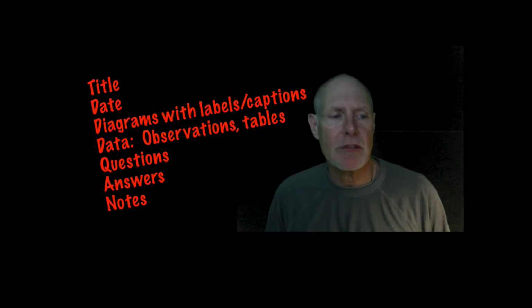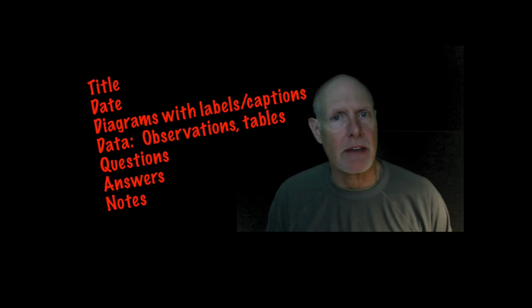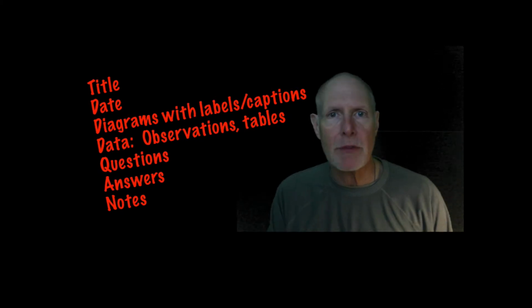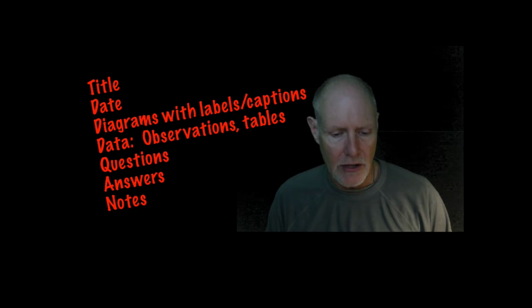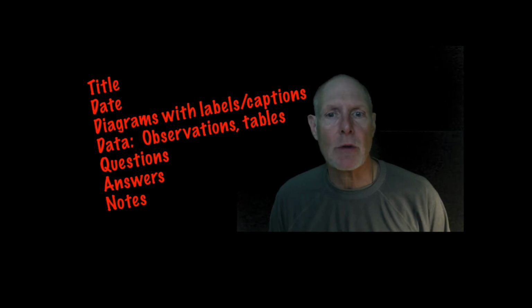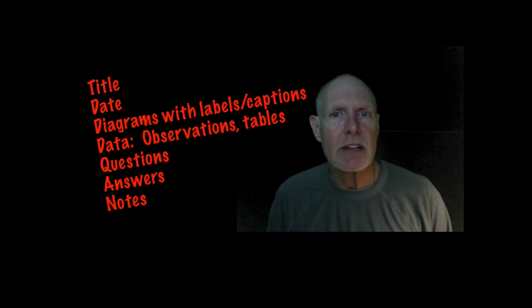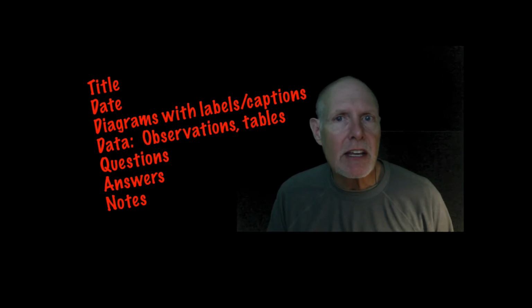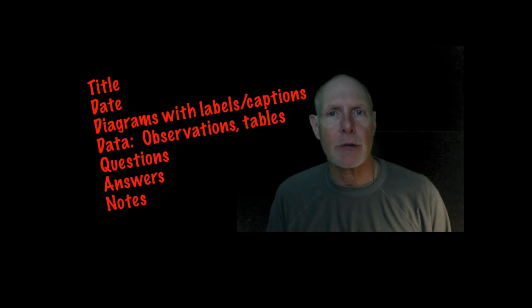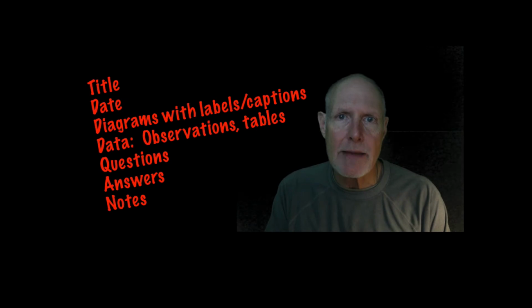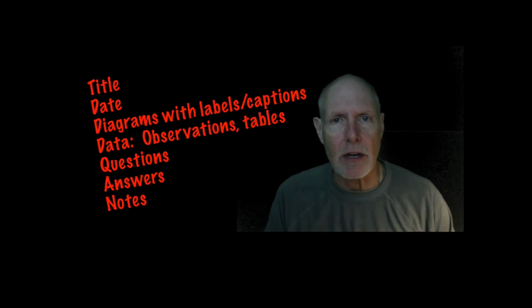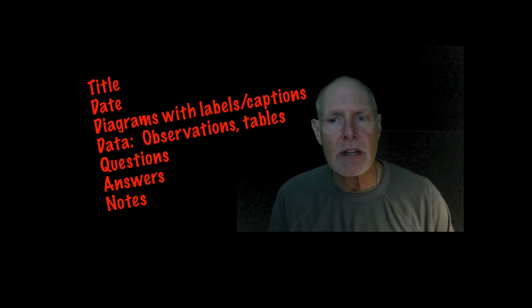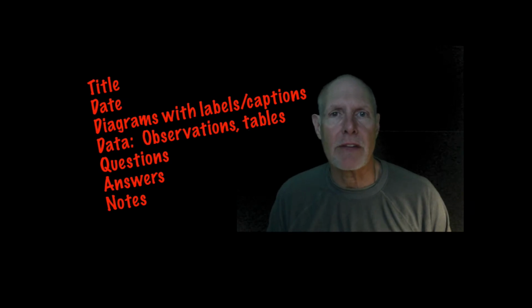Each notebook entry needs to include these items. It needs to have a title, and you make up the title on your own. It doesn't have to be anything that I tell you. Be as creative as you want with your titles. Be sure you put the date in the notebook on that same page. Draw diagrams about what you're learning, what you did, and all those diagrams need to have labels or captions with them. If we're doing something in class, you might be collecting data. So you might have a data table, you might have just some observations written down. All of that qualifies as data.